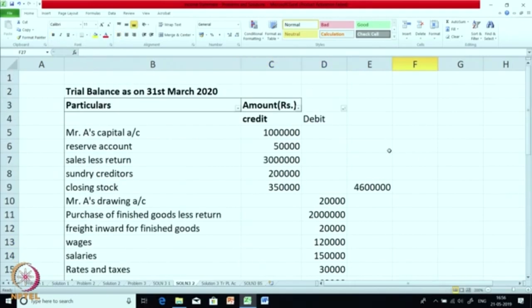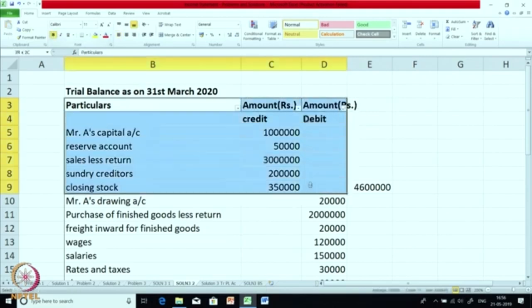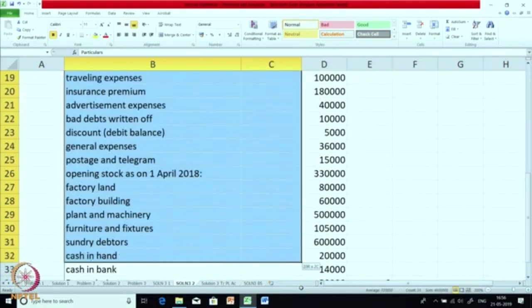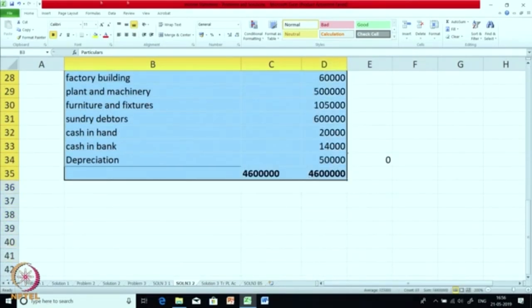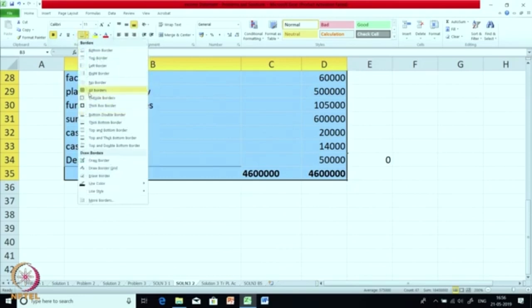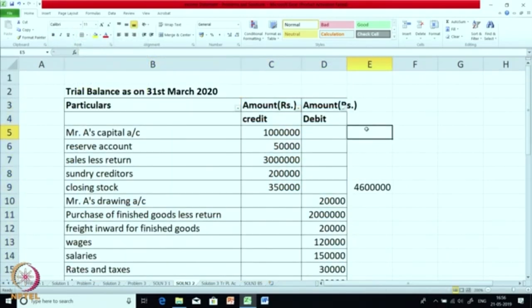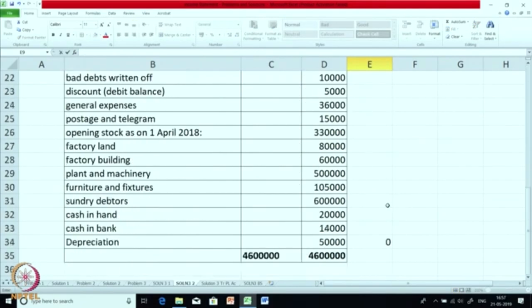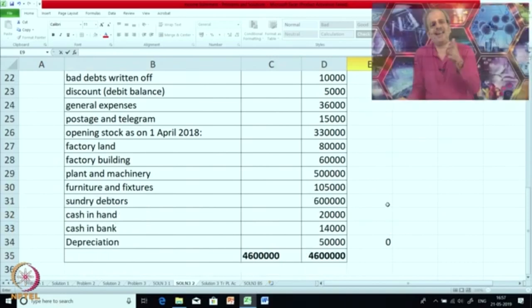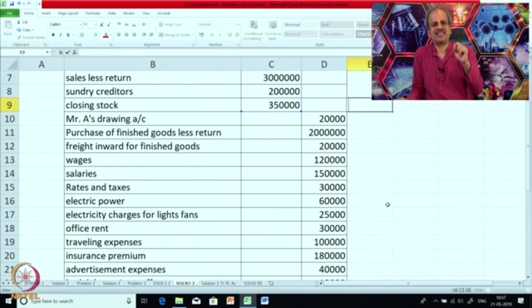And then we will take totals of the credit column and debit column. Are you getting it? This simple statement is known as a trial balance. Now, this becomes a starting point for preparation of P&L and balance sheet. Based on this, let us go for preparation of P&L and balance sheet.